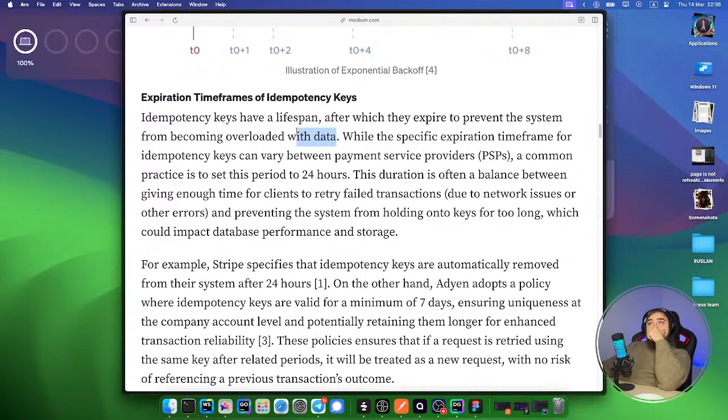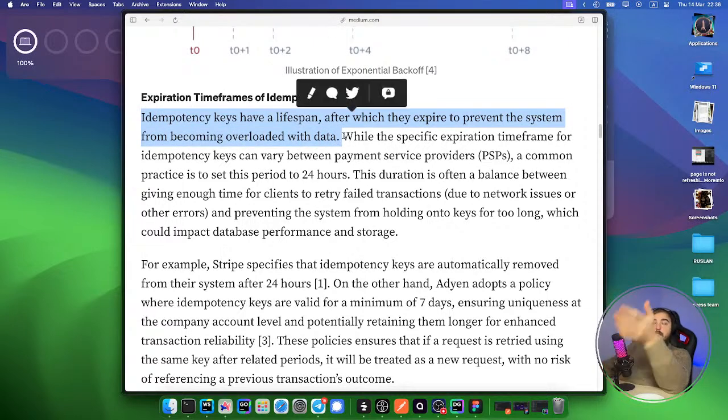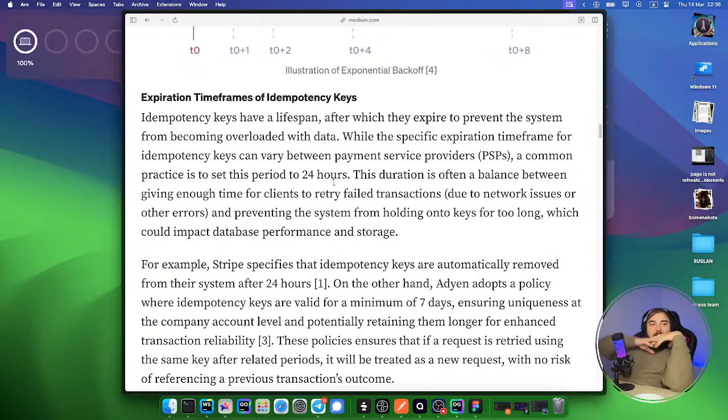Yeah, of course, they just get dropped from the Redis cache, because you can't feed your Redis cache with data for an infinite amount of time. It's impossible. It's super impossible.